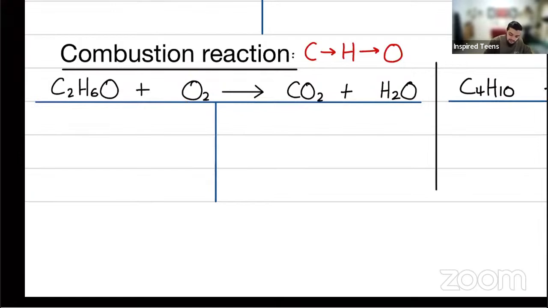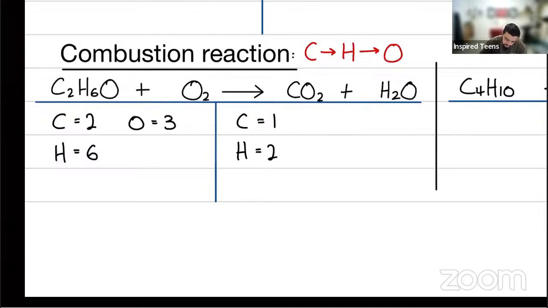So let's balance carbons. Let's count. We have 2 carbons, 6 hydrogens, and oxygens we have 3. On the right-hand side, we have 1 carbon, 2 hydrogens, and oxygen we have 3.